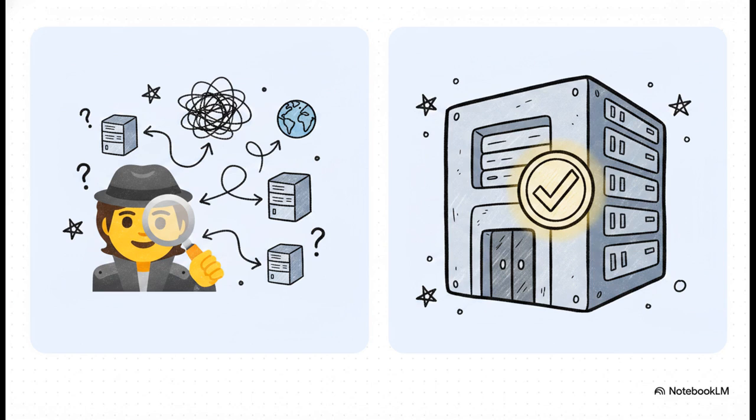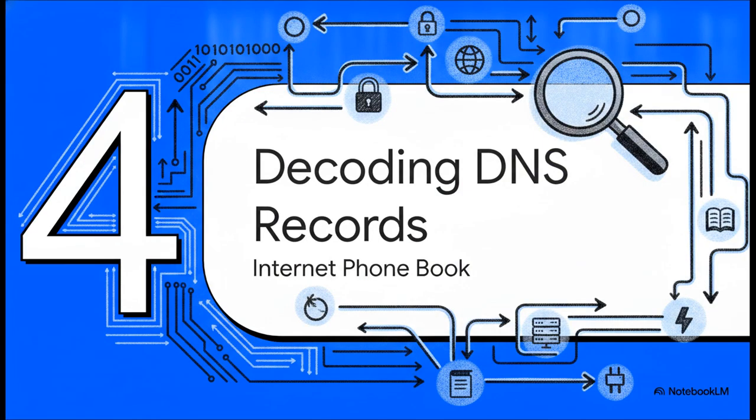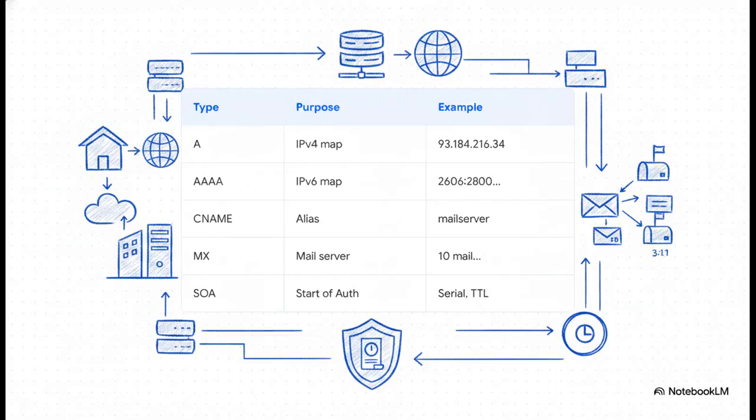Essentially, you run authoritative servers for your own domains, but you use recursive resolvers to actually browse the web. Section 4. Decoding DNS record types, the internet's phone book entries. Let's decode the specific types of entries held within those authoritative servers. Because honestly, it's way more than just simple names and numbers.